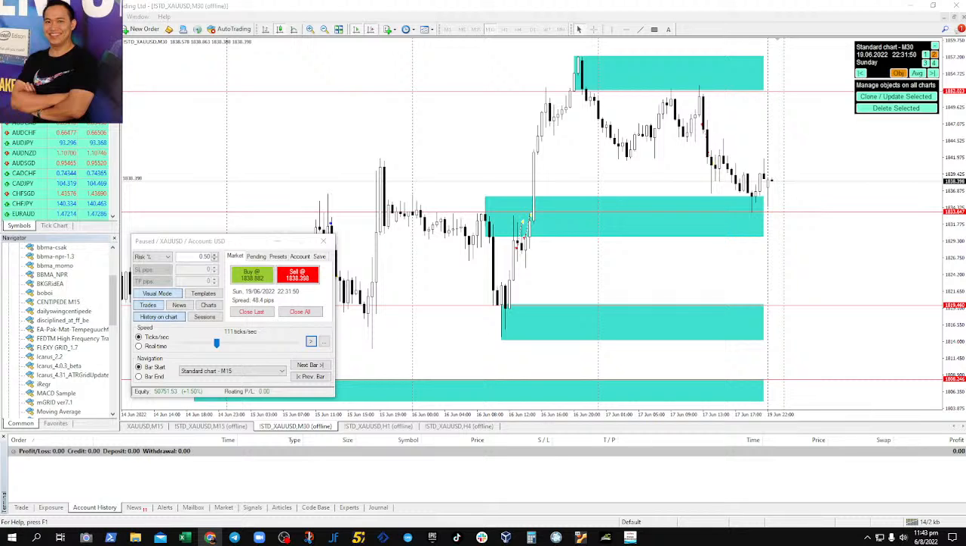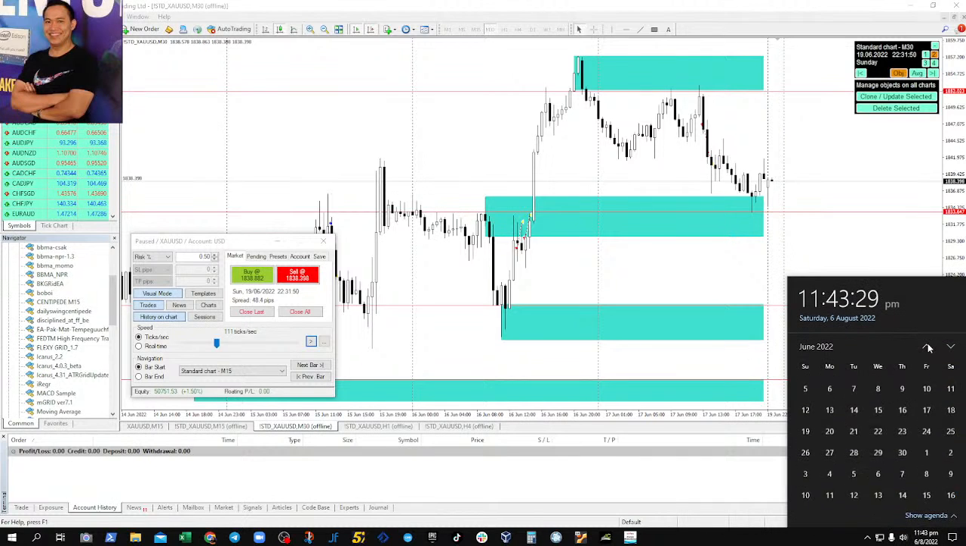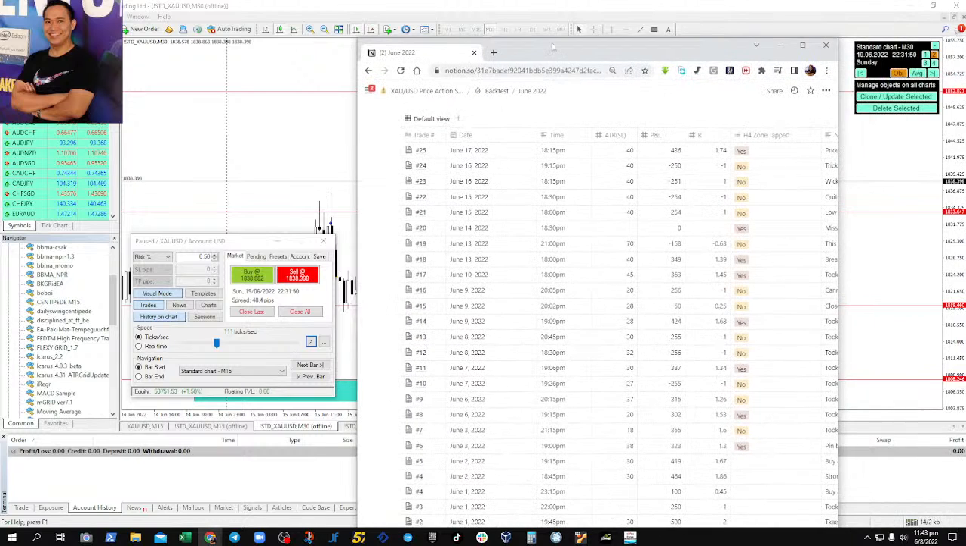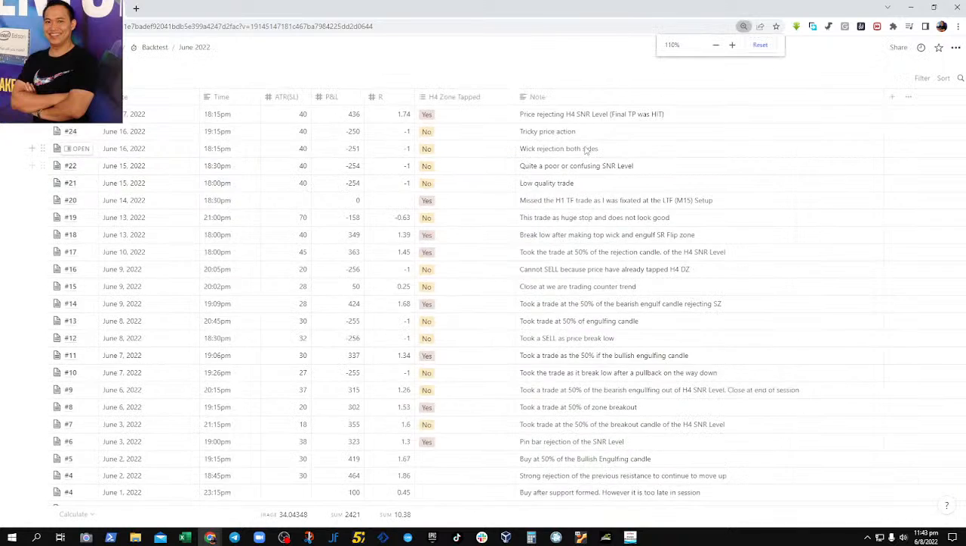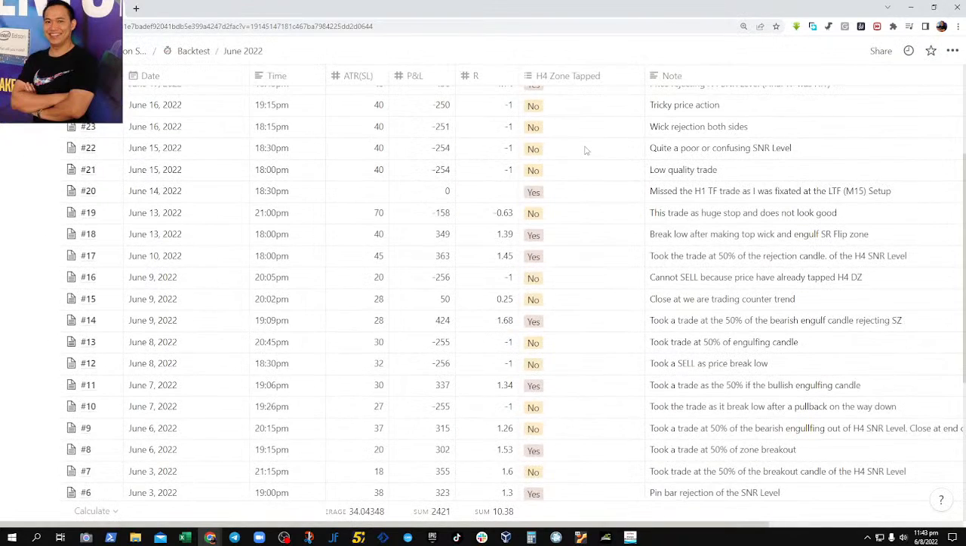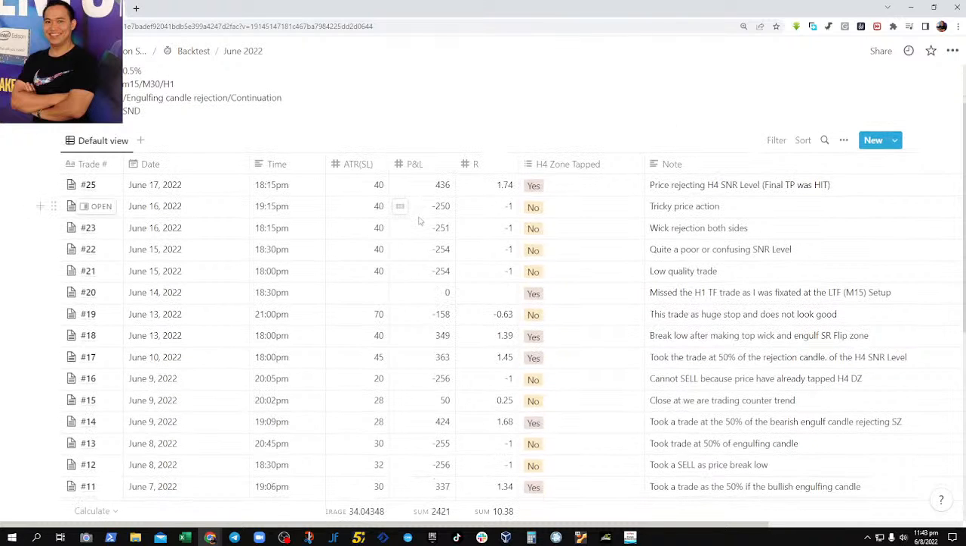Okay, so here we are. We're done for the week of June from 13 to 17. As you can see here, here's the trade journal. Not a very pretty week, I would say. From 13, this trade. So overall, it's a losing week.